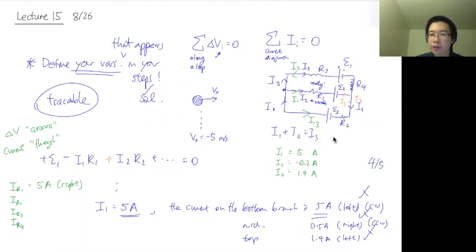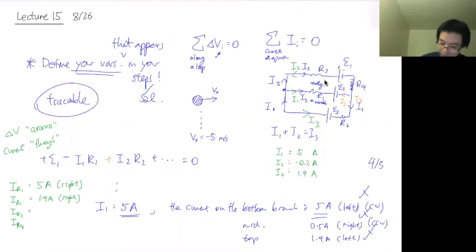R2 is 1.4. Also positive, so that means I've labeled it correctly, and it's going to the right as well. The current through R2 is 1.4 amps to the right. The current through R3 is what I called I2. But if I get a negative number like negative 0.2, that means what's really going on is the current is 0.2 amps to the right.